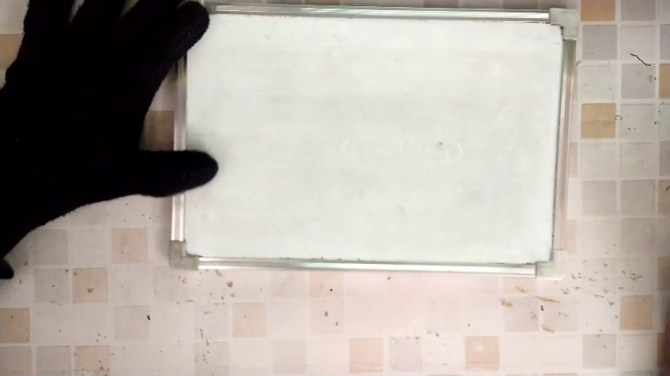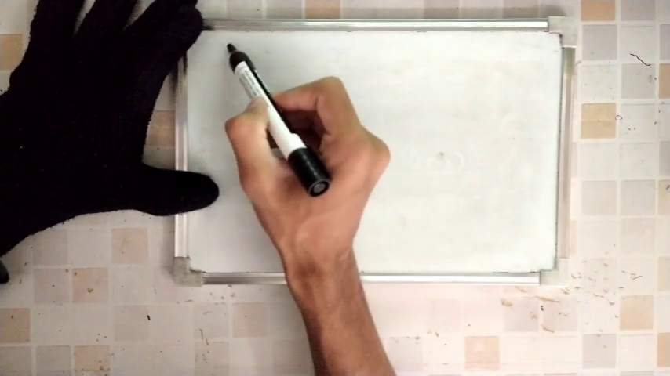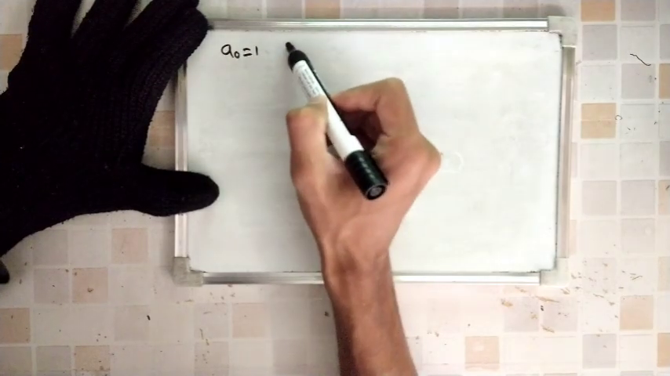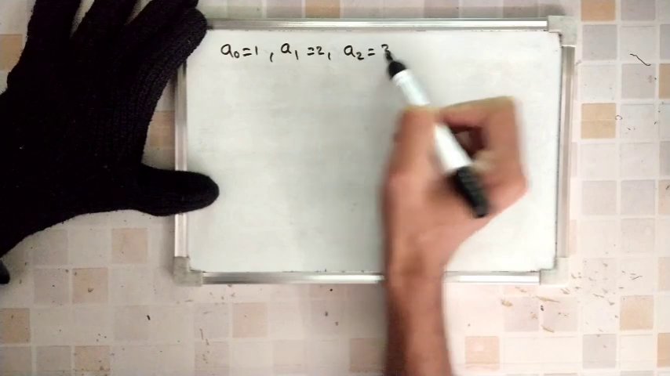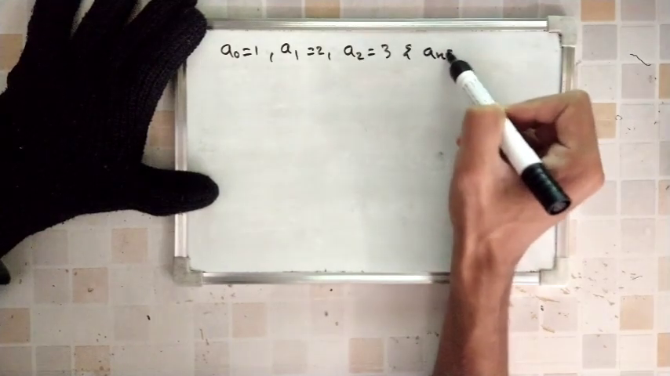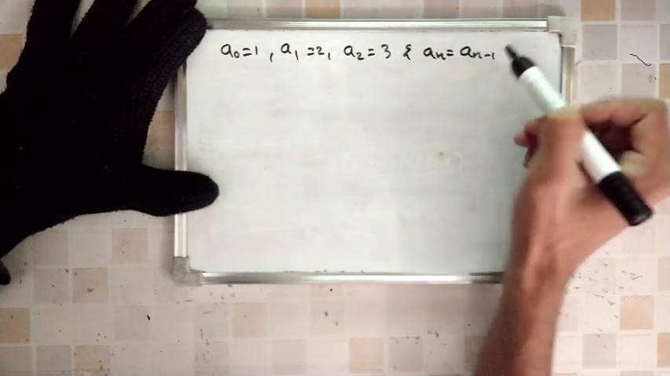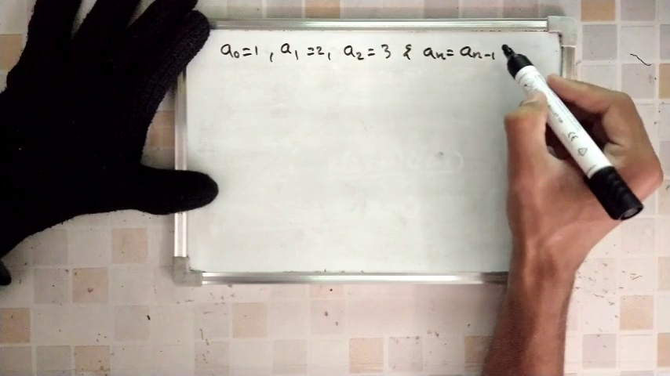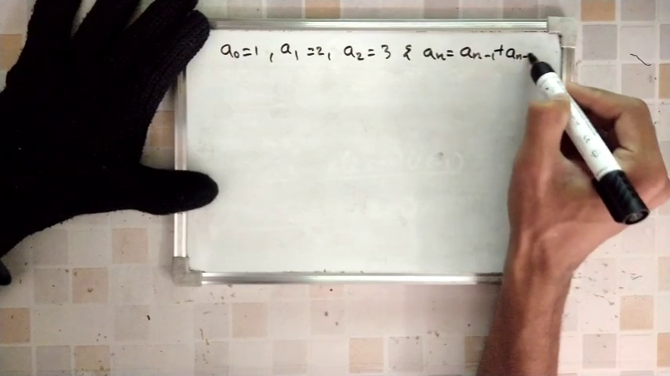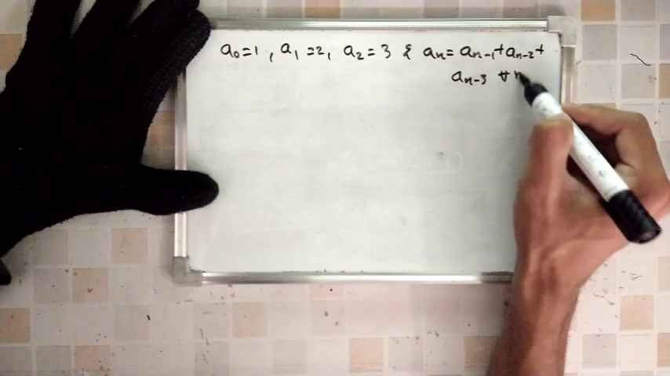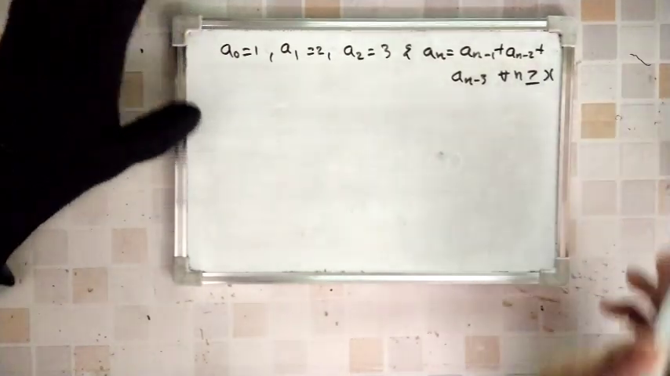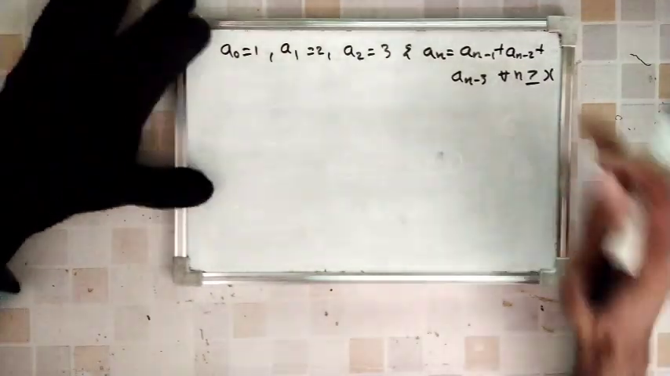Let us go for the next question, that is recurrence relation. Given a0 is equal to 1, a1 is equal to 2, a2 is equal to 3, and an is equal to an minus 1 plus an minus 2 plus an minus 3 for n greater than or equal to 3.